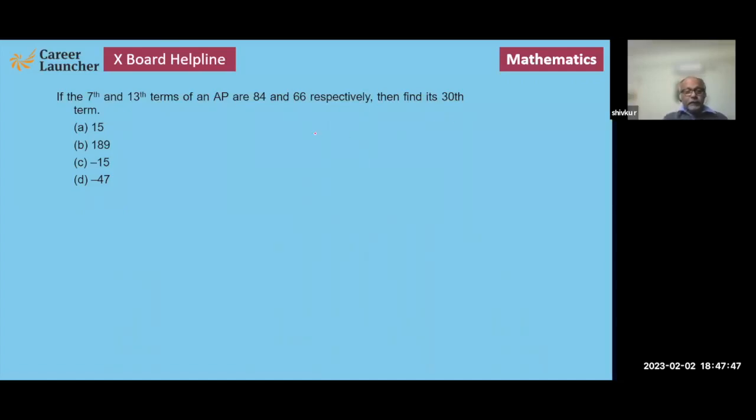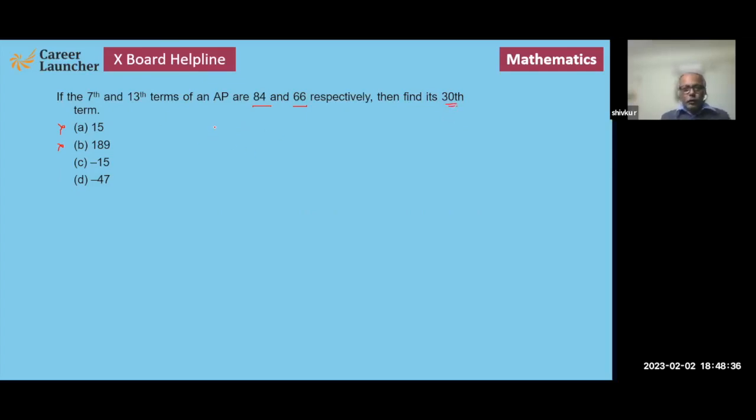If the 7th and 13th terms of an AP are 84 and 66 respectively, then find its 30th term. So I mean, you can always remember that because the AP is reducing, right? Your 13th term is less than the 7th term, which implies the sequence is actually a decreasing sequence. So that's something that is obvious. Then find out what is the 30th term.